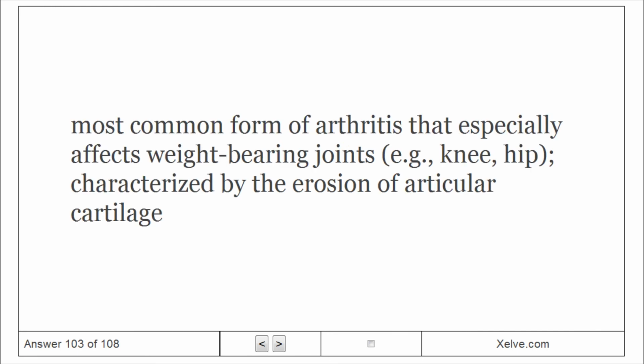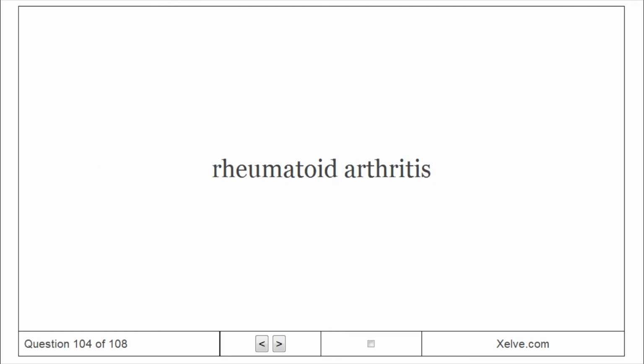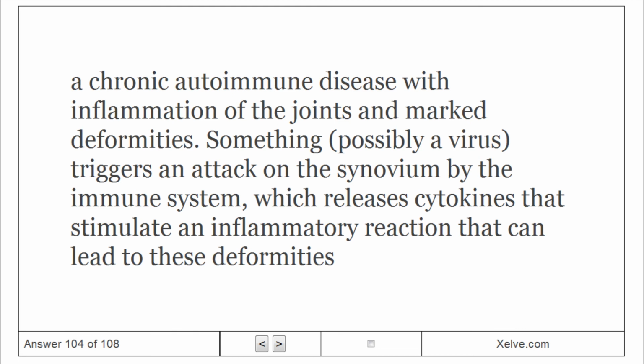Osteoarthritis. Most common form of arthritis that especially affects weight-bearing joints, e.g., knee, hip. Characterized by the erosion of articular cartilage. Rheumatoid arthritis. A chronic autoimmune disease with inflammation of the joints and marked deformities. Something, possibly a virus, triggers an attack on the synovium by the immune system, which releases cytokines that stimulate an inflammatory reaction that can lead to these deformities.